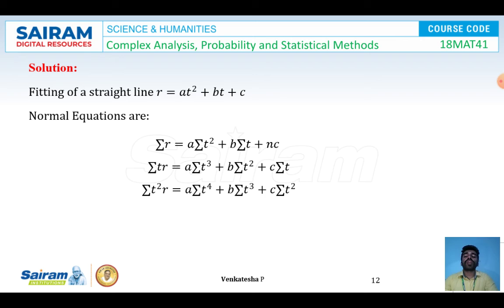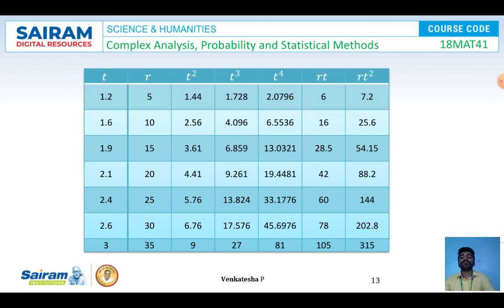t². So now I am going to calculate the value of summation r, summation t², summation t³, summation t⁴, summation t, summation tr and summation t²r using a tabular column. So it is given by t, r, t², t³, t⁴, rt, rt². T is given by 1.2, 1.6, 1.9, 2.1, 2.4, 2.6, 3. R is given by 5, 10, 15, 20, 25, 30 and 35.